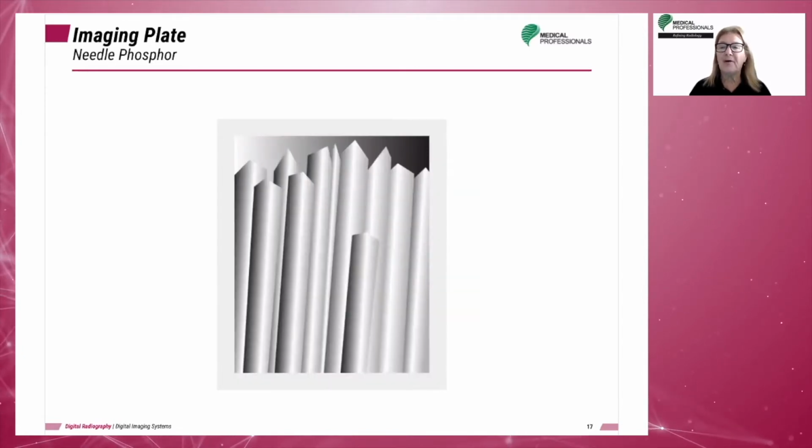The second type of phosphor structure used in digital imaging is called needle-structured or columnar phosphors. These are grown in controlled settings to form a needle or columnar arrangement. As can be seen in this slide, these phosphors resemble needles standing on end. This structure results in less light diversion and therefore better spatial resolution. Cesium iodide is an example of this type of phosphor.